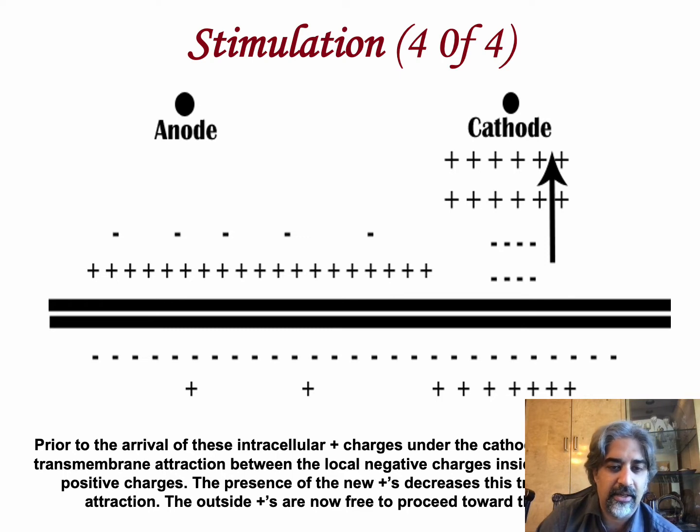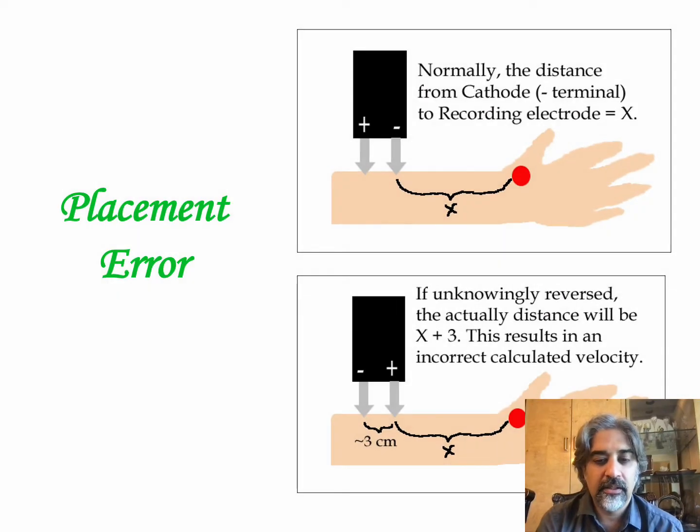So basically this is like a battery circuit that happened with a capacitor in the middle. And this is how stimulation occurs. Sometimes we make the mistake of putting the stimulator in the wrong orientation, and that can add a little extra distance to where you're stimulating, and that can incorrectly make your velocity seem slower.